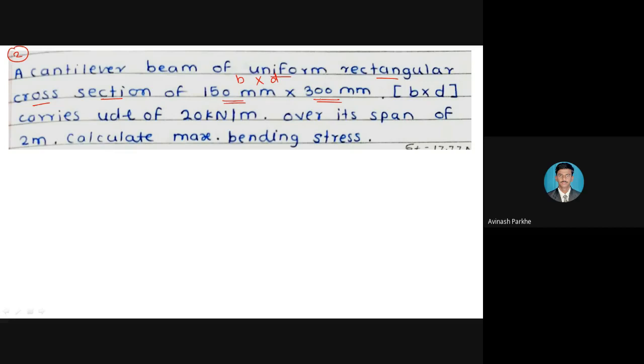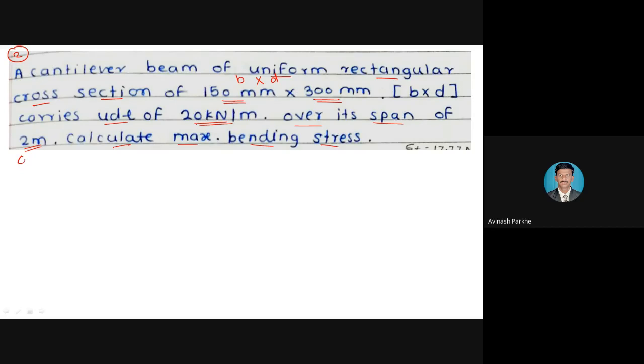So a rectangular section is given and the beam carries a UDL of 20 kilonewton per meter. The beam is subjected to the UDL on the entire span of 2 meter. Length of the beam is 2 meter and on the entire span 20 kilonewton per meter UDL is applied, and we have to calculate the maximum bending stress. This is the requirement.